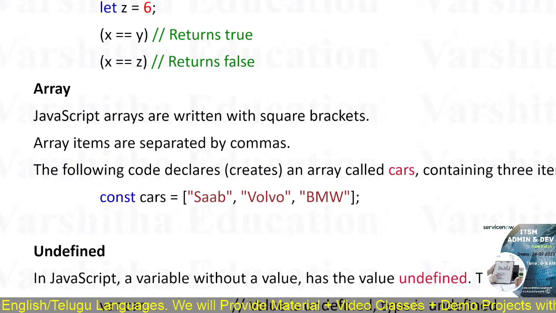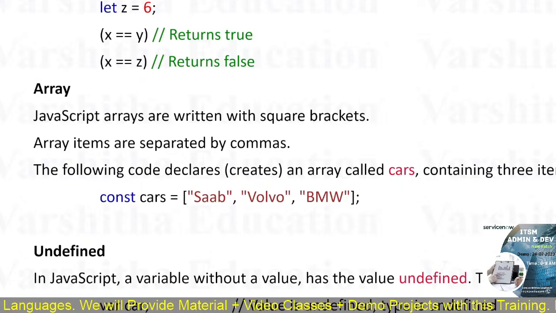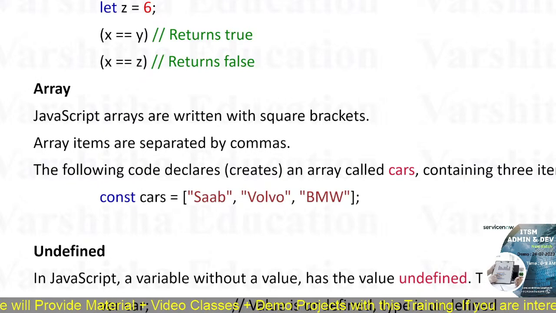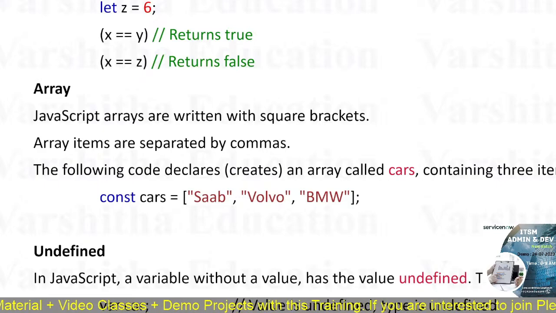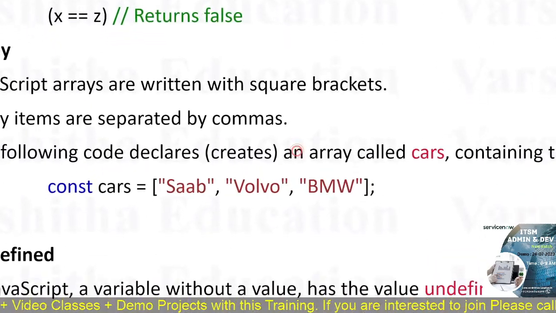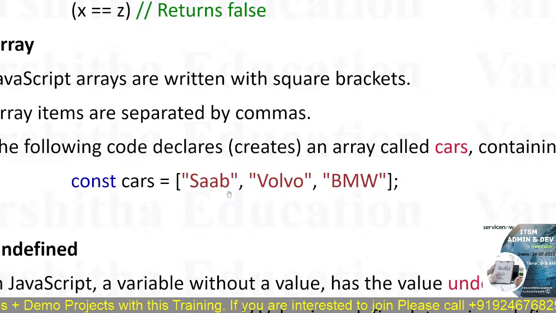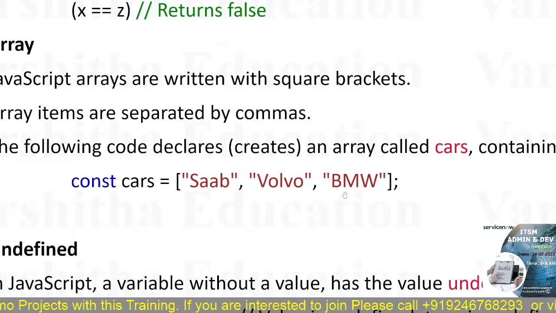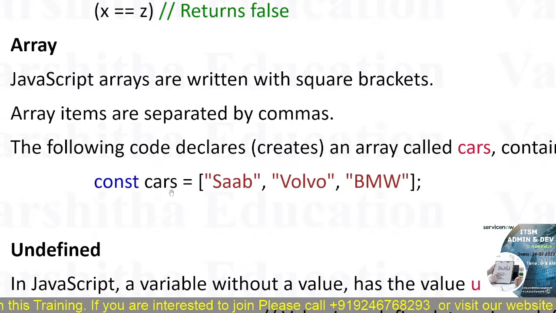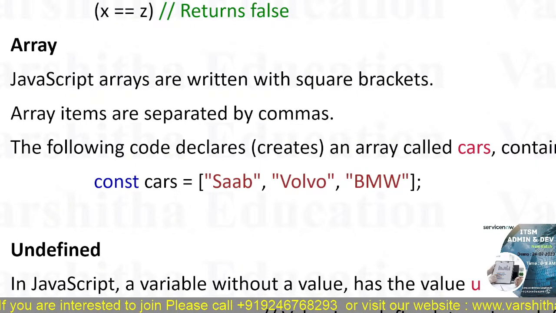How can we define an array? We use square braces. You can see square brackets. In the square brackets, I use SAAB as one car name, comma, Volvo as one car name, and BMW is also one car name I gave. Three different car names I gave. These are all the variables you can store into a car array, right? So actually the car is one array. It can store multiple variables in it.